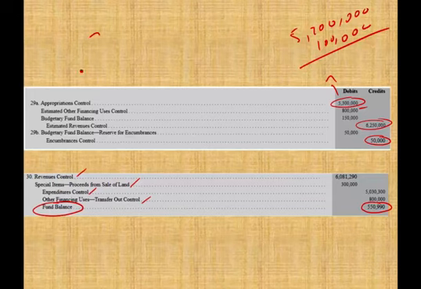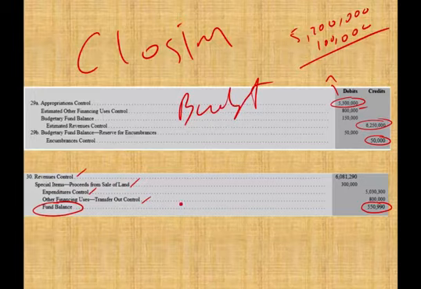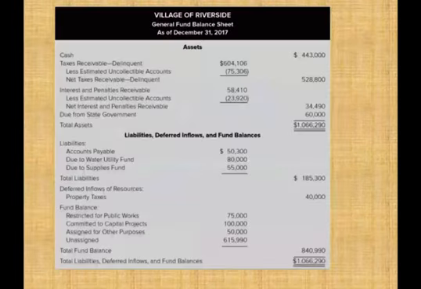So this is the closing. These are the closing entries. This is the budget. And this is the statement of revenues and expenditures account. Okay, here's the actual balance sheet. This is what you should have on the balance sheet.